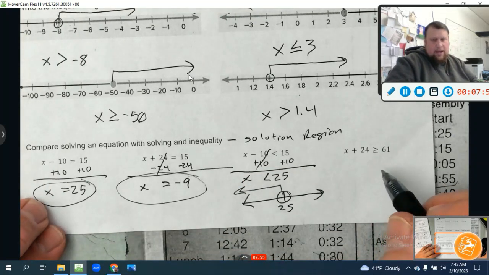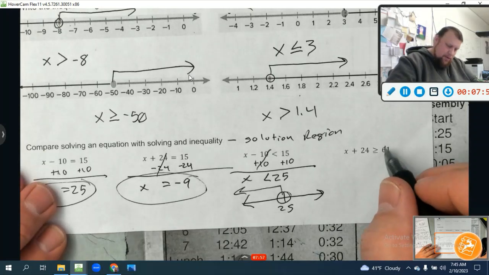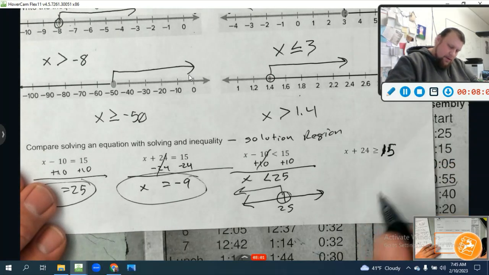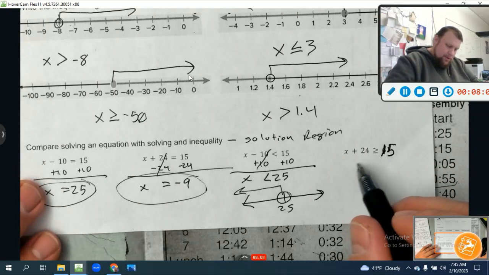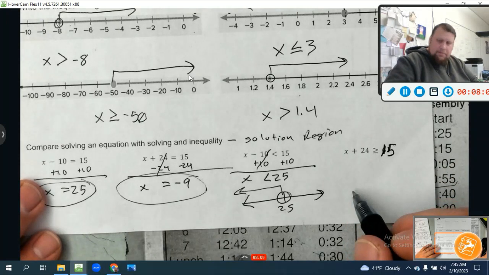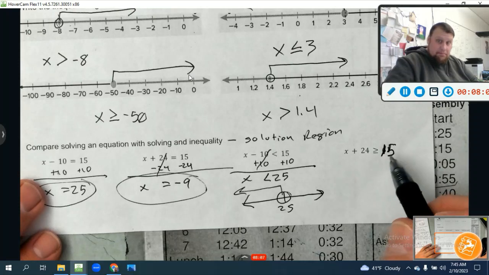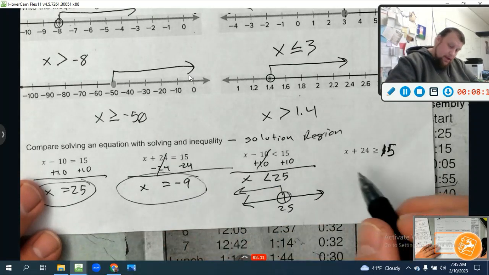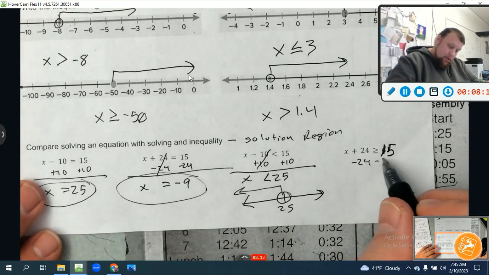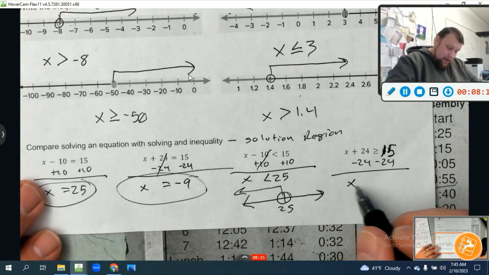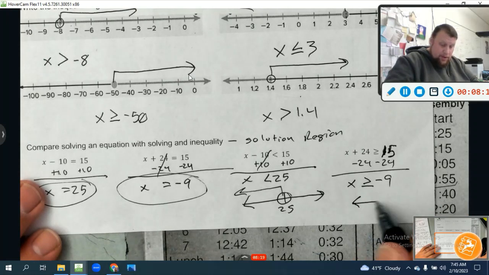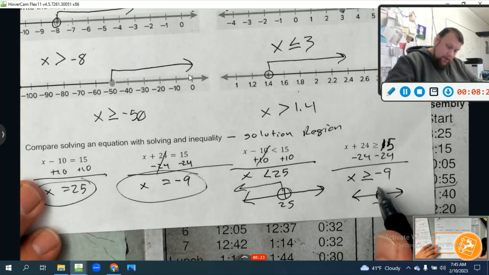Okay, guys, full disclosure, this is supposed to be 15. I think I was falling asleep as I was writing it, so let's just replace it. So now we have x plus 24 is greater than or equal to 15. Same question, just greater than or equal to in place of the equal sign. Same process, minus 24, minus 24. I'm going to have x is greater than or equal to -9. So this solution region, we look at -9, closed dot, everything to the right.